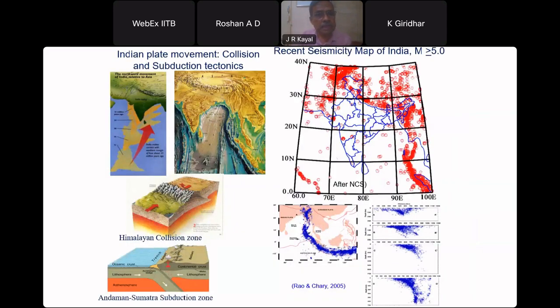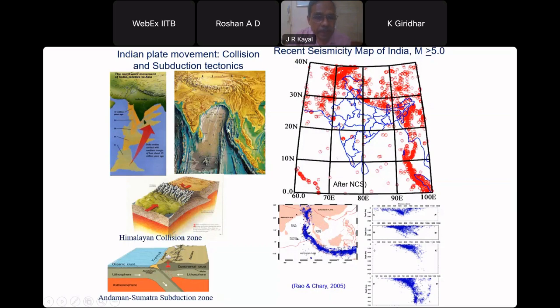Now this is the Indian scenario, how the Indian plate is moving to the northeast. This is 70 million years ago, this was the Indian plate position. Now it is moving, and the present situation is that it is in head-on collision with the Eurasian plate, and the whole Himalaya has come up. And this is the oceanic part of the Indian Ocean plate.